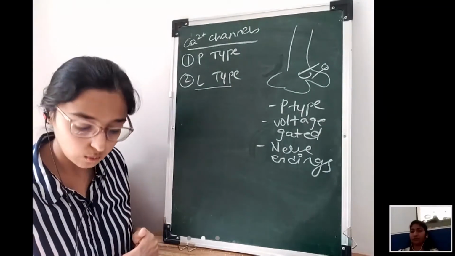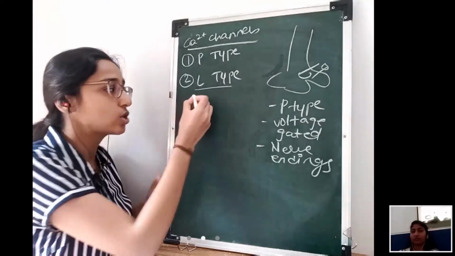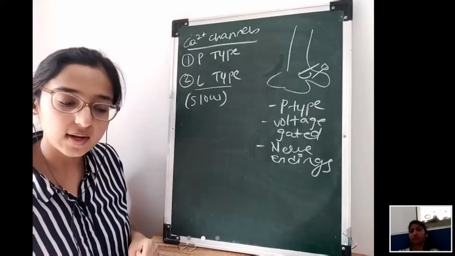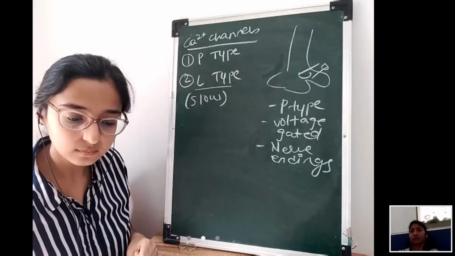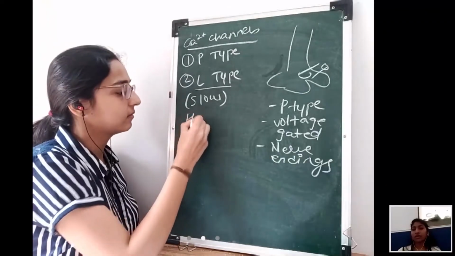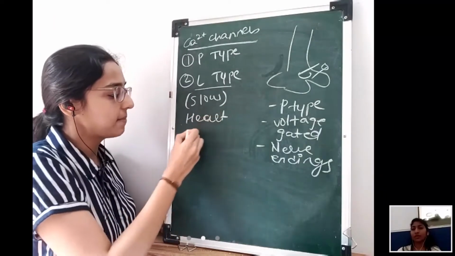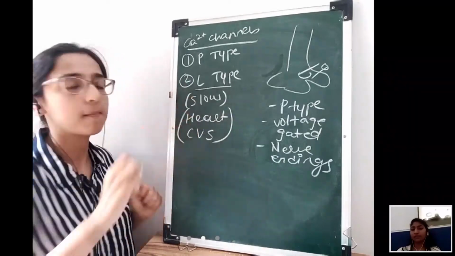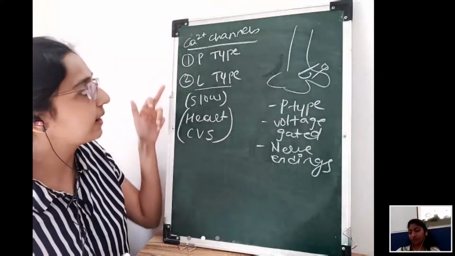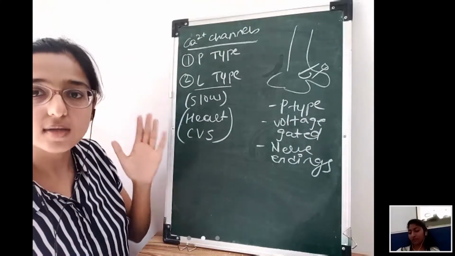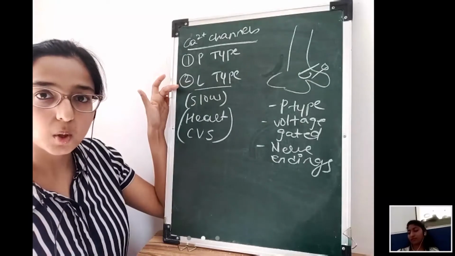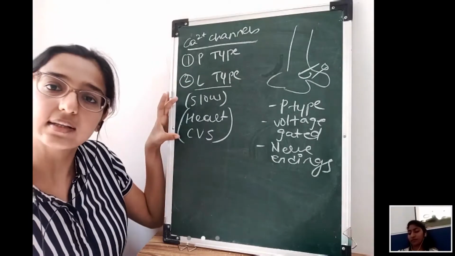So then we have to understand what is this L type. Have you heard of the L type? They are the slow calcium channels. And where are they located? In the heart. I mean to say in the cardiovascular system. So this is just another point to remember, that calcium channels are of two types. For us, of importance in the neuromuscular junction is the P type. The L type is not of importance because the L type is located mainly in the cardiac system.